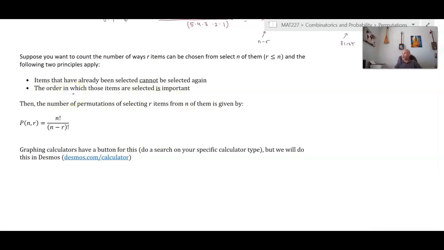Then the number of permutations, and this is where we now have a formula for it, of selecting our items from n of them is given by, okay, now we're using this notation, P(n, r). There are 2 things that this function needs, and it's n factorial over (n minus r) factorial. Now, graphing calculators do have a button for this, and that's why we're developing a formula, so that when there are large quantities, you don't have to multiply it out by hand.